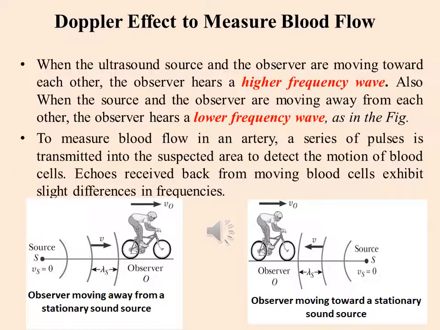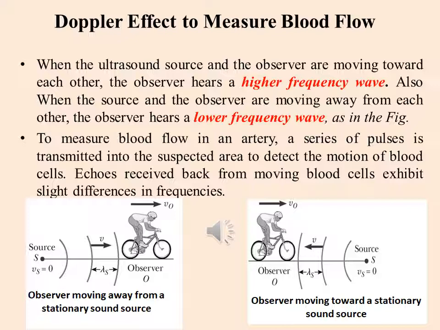Doppler effect to measure blood flow. When the ultrasound source and the observer are moving toward each other, the observer hears a higher frequency wave. Also, when the source and the observer are moving away from each other, the observer hears a lower frequency wave, as in the figure. To measure blood flow in an artery, a series of pulses is transmitted into the suspected area to detect the motion of blood cells.